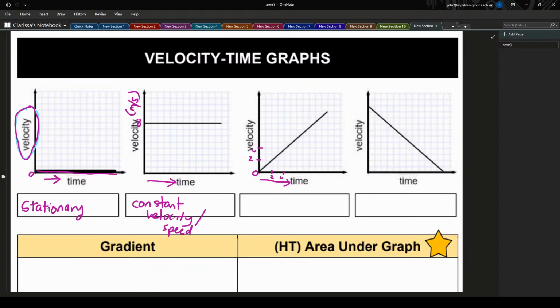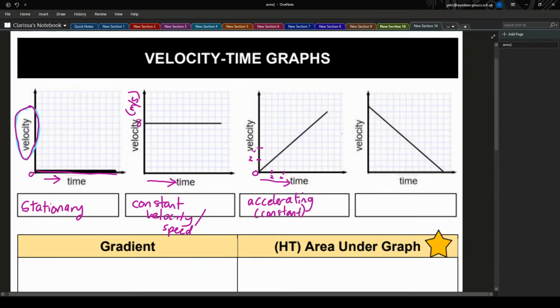Remember last lesson we talked about this keyword, acceleration. Acceleration means you're just changing your velocity over time, right? So because the velocity is increasing as time is increasing, this object is accelerating, and it's a constant acceleration, meaning the acceleration value is not changing. If this graph was curved, that means the acceleration was changing, but this has a constant acceleration.